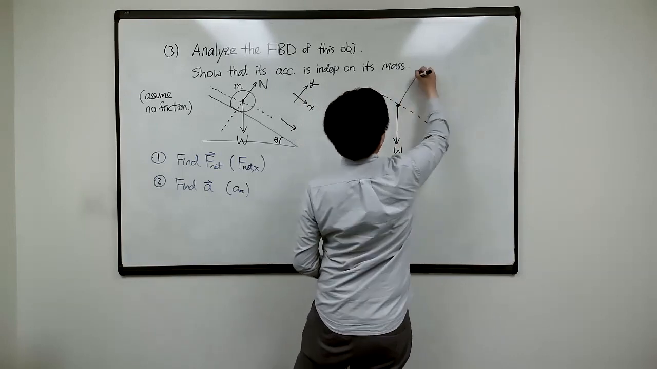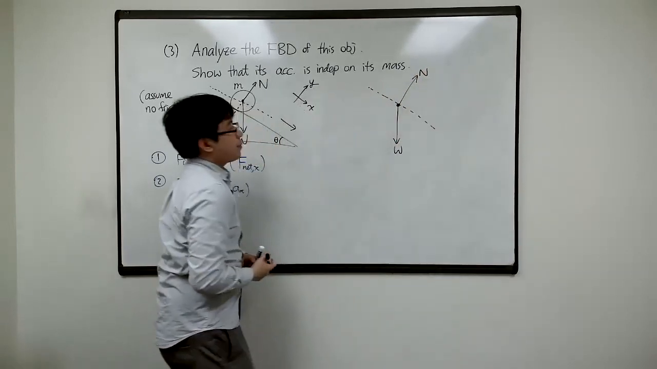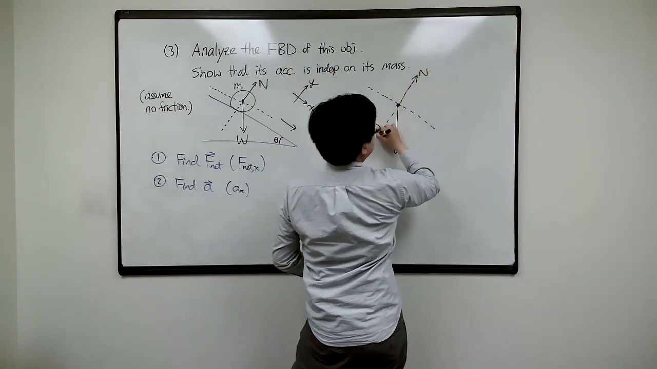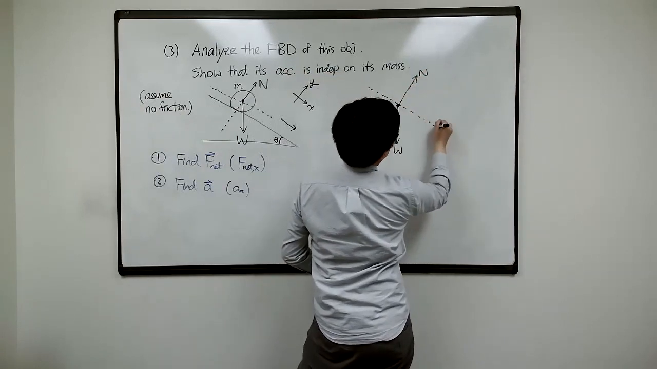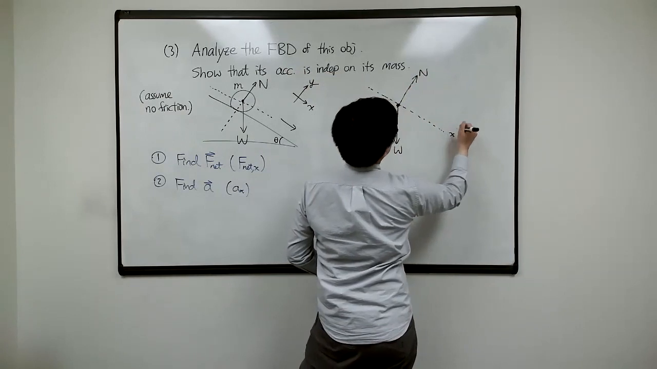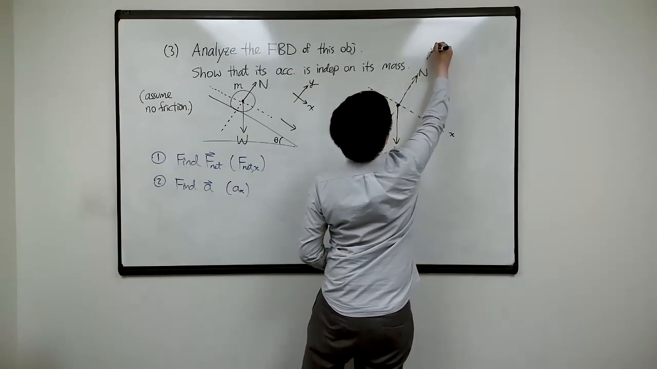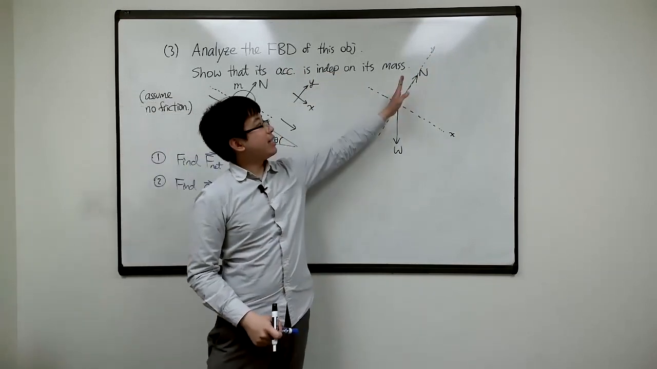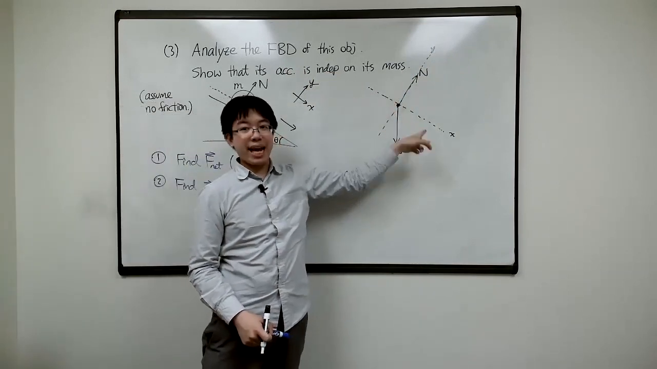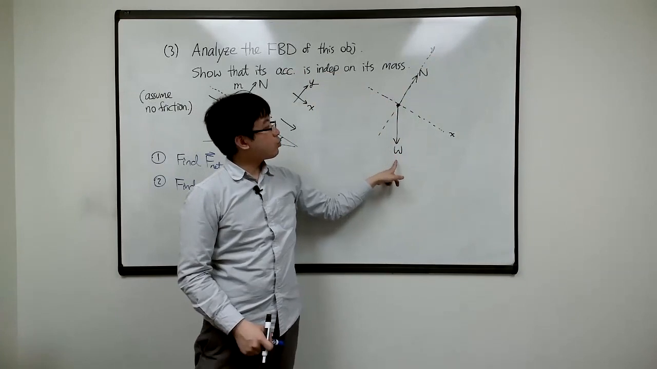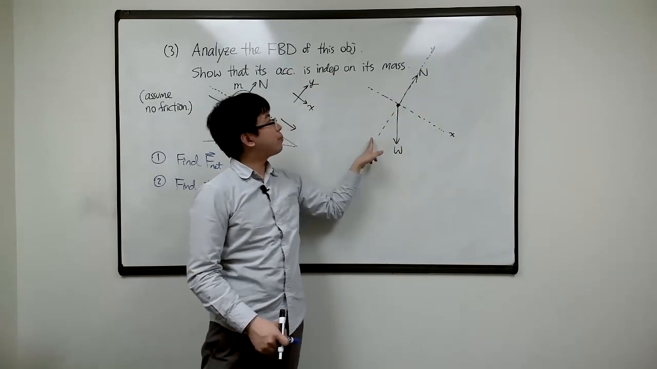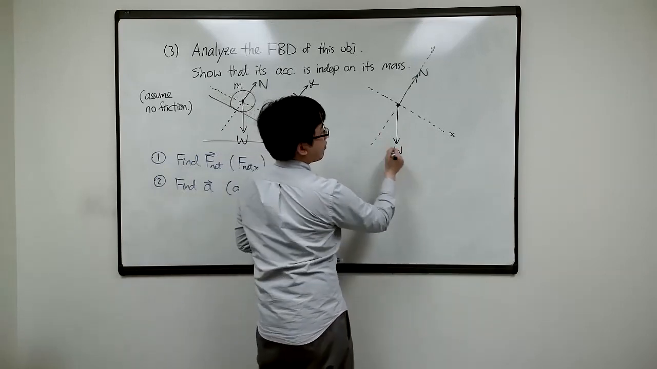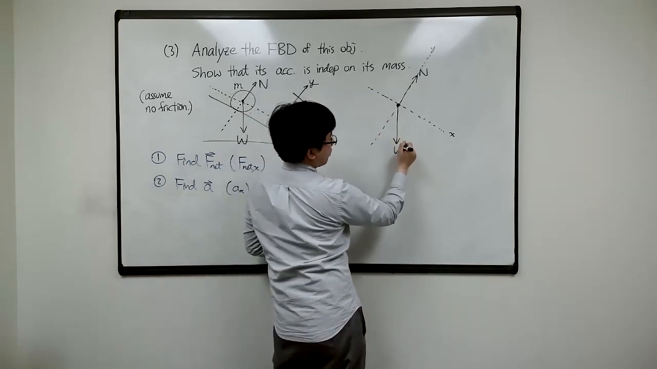W and N. Okay, and that's the y, that's the x. First of all, what do you notice? You notice that N is along y, so it does not have any x components. Whereas this one, I do have to resolve it. It has a little bit of y component, a little bit of x component. So I have to resolve this vector, resolve this force.